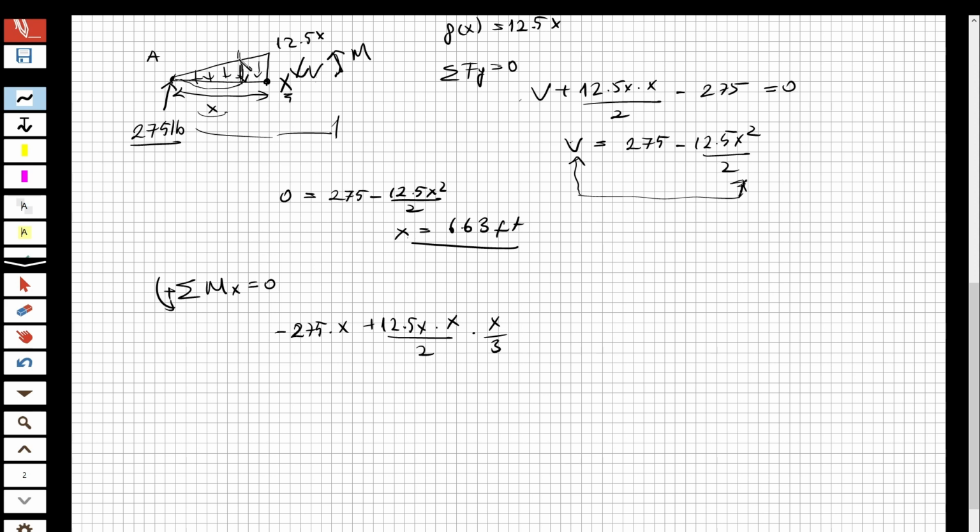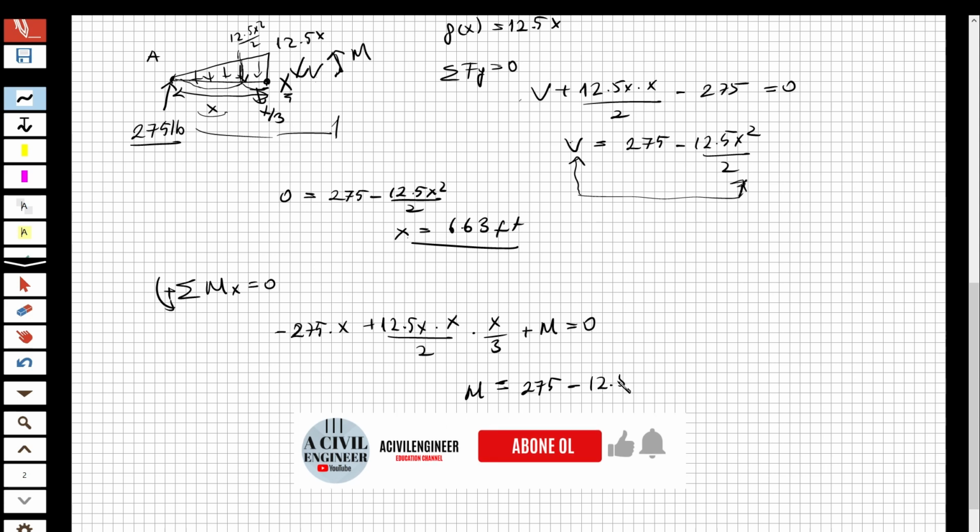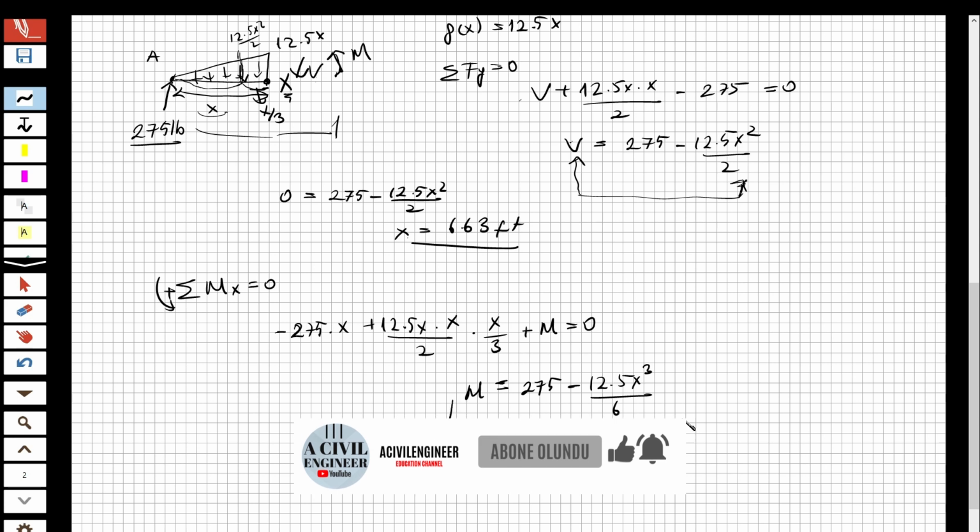Okay, so this is going to be 12.5 x squared over 2, and it's going to be applied at this length. This is going to be the moment arm, and this is x over 3. So this comes from there. So now I'm going to take the moment equal to 0, and the moment is going to be equal to 275x minus 12.5 x cubed over 12, and this is the equation of the moment.